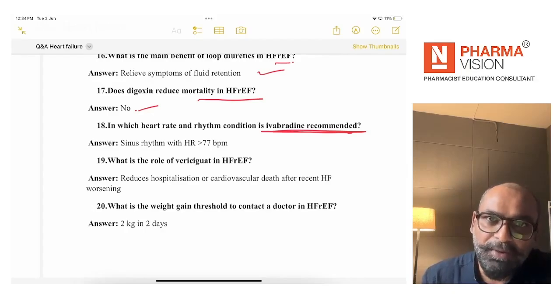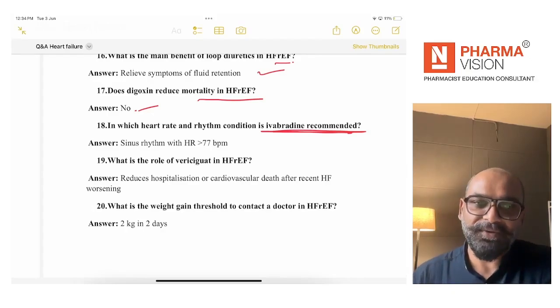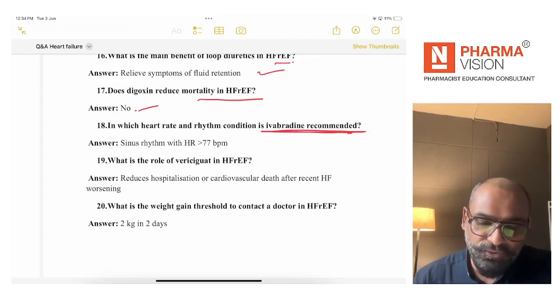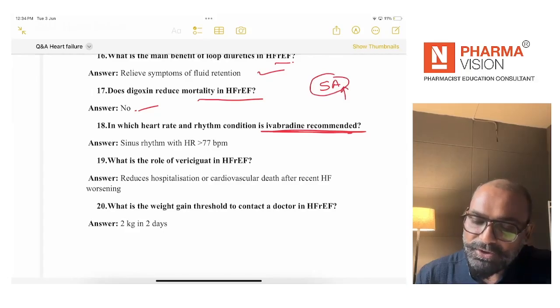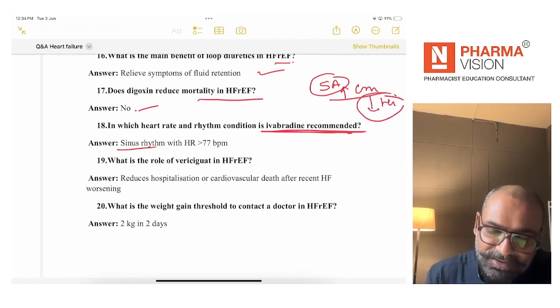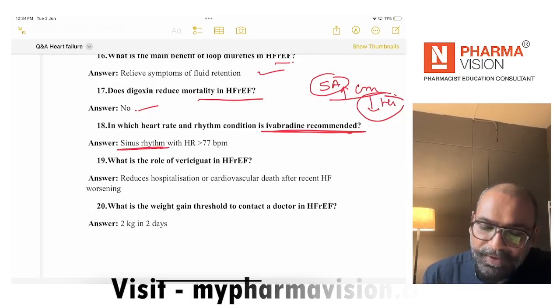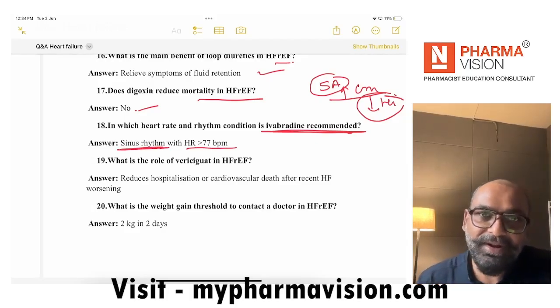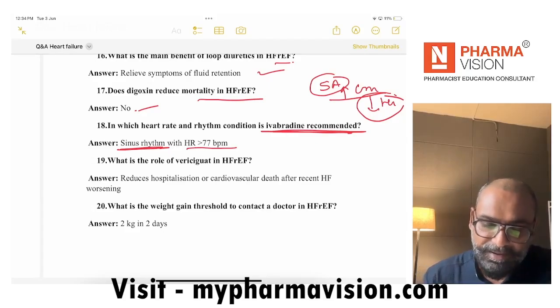Ivabradine is normally used for patients who are suffering from angina, but it's used for heart failure as well. This medication mainly inhibits SA node conduction, that means it reduces the heartbeats. So we always prefer ivabradine when the sinus rhythm is normal and the heartbeat is more than 77 beats per minute.